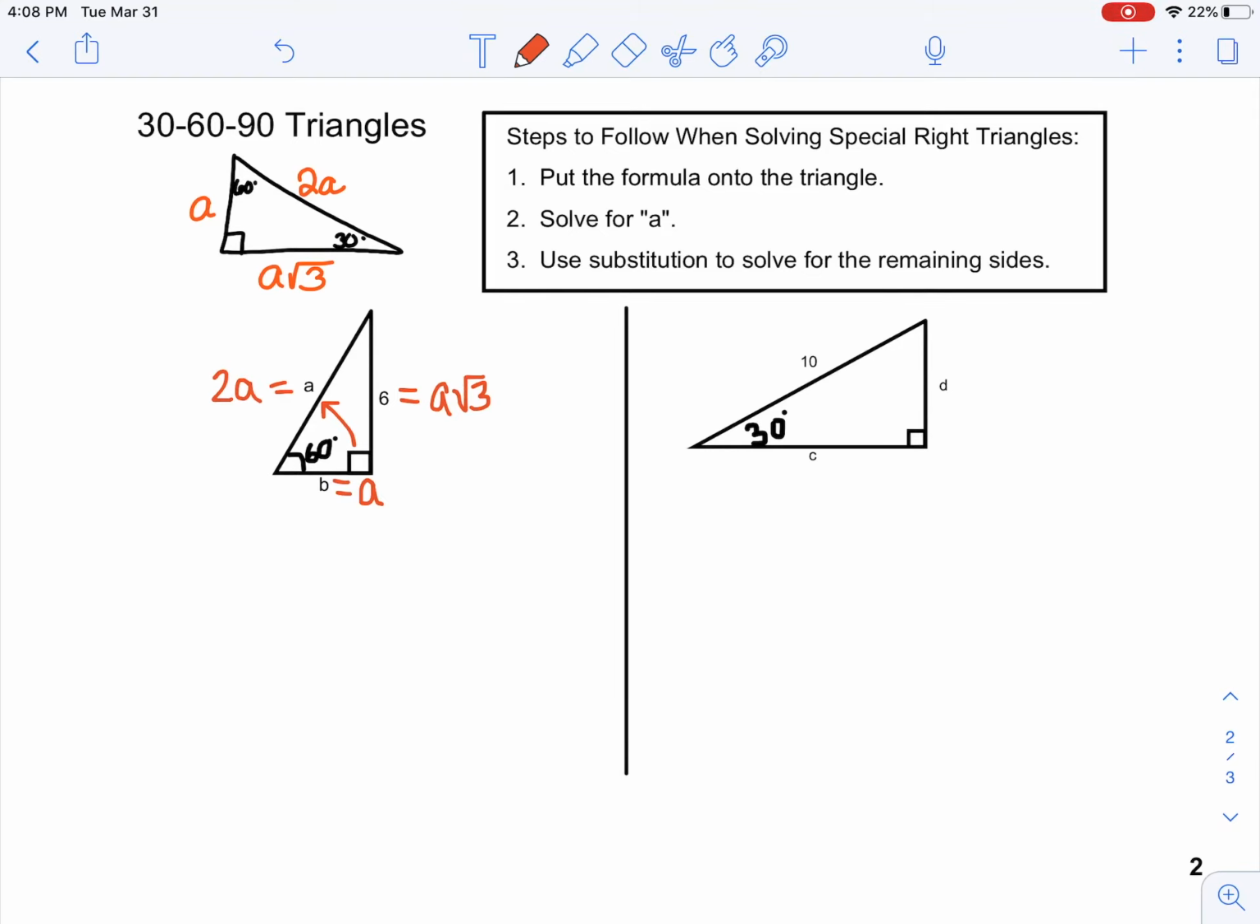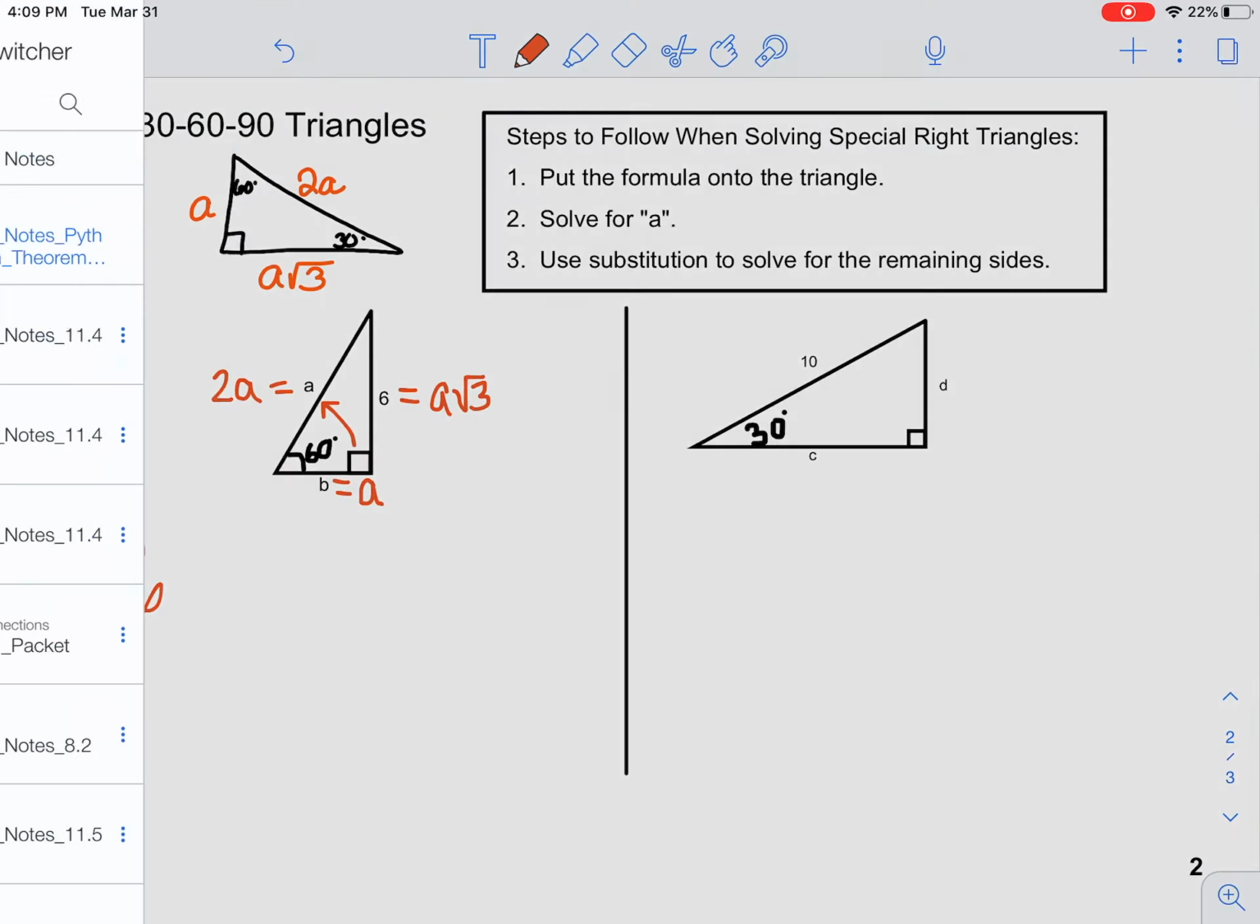Then we're going to solve for A. So this is very similar to the 45, 45, 90, where we look at our three equations and we want to pick the one that's going to be easiest to solve for A. So in this case, I would use the equation 6 equals A root 3. Then I know I'm going to want my variable on the left side, so I'm going to go ahead and switch that right away. A root 3 equals 6.